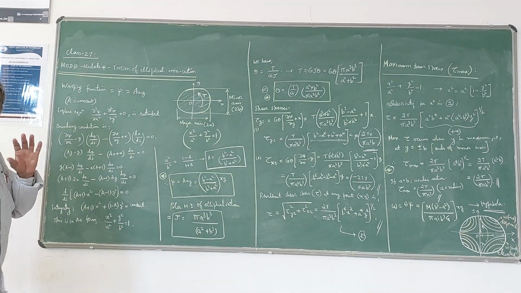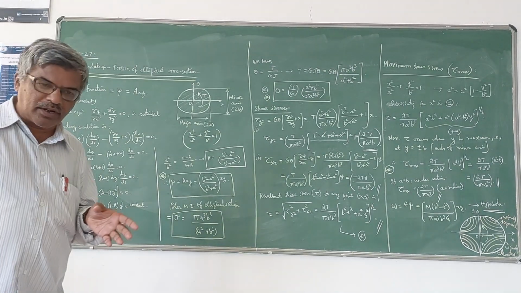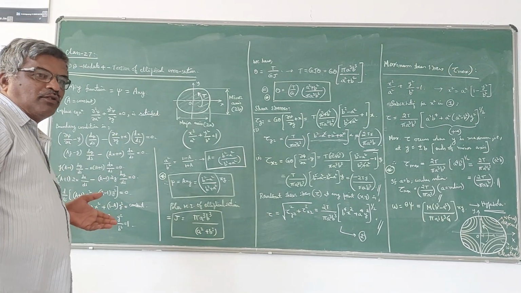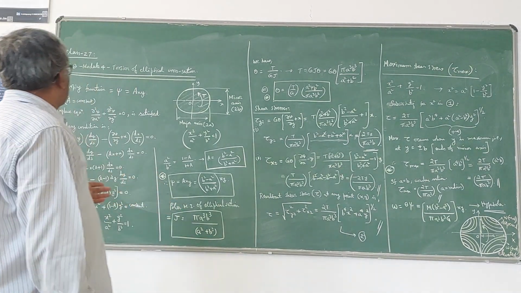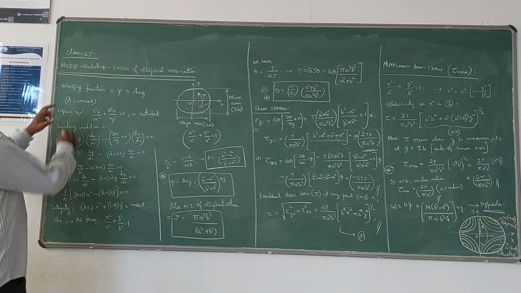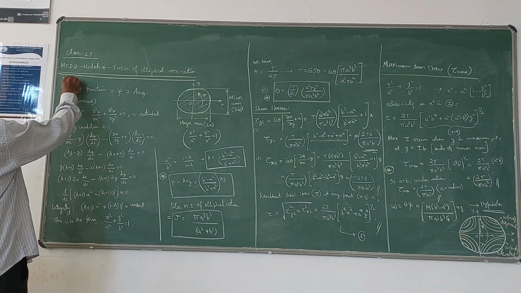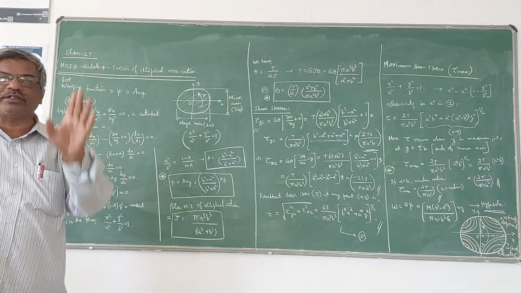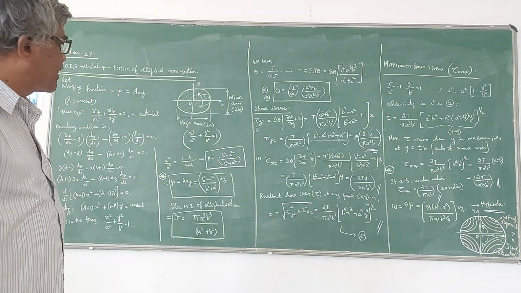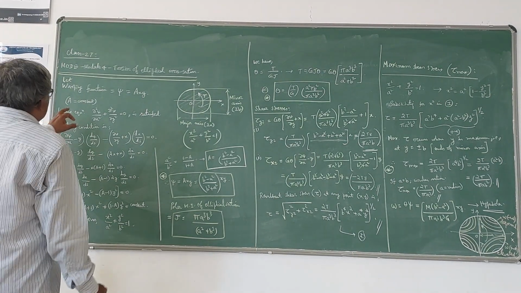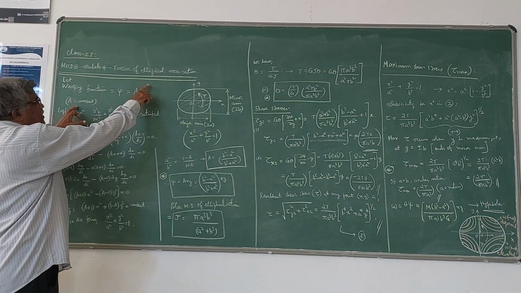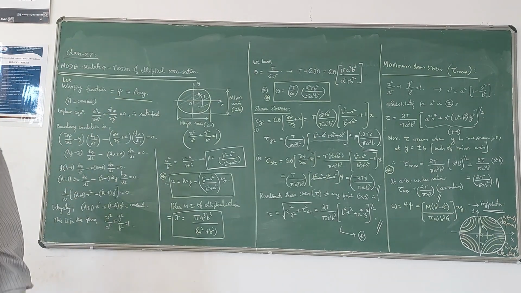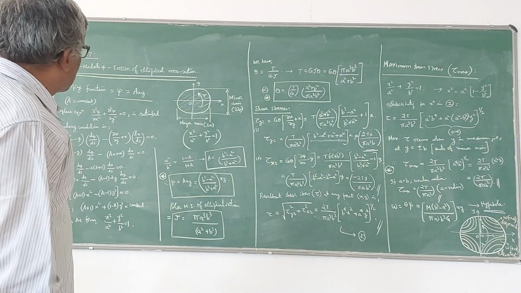So, in the case of non-circular cross section, as I already told, you have that warping effect, whereas in the case of circular section, the warping effect is not there. So, in this case, we will assume the warping function psi as a into xy. Always psi is a function of x and y. Here a is a constant. This is the warping function we are going to assume for studying the torsional behavior of elliptical cross section.